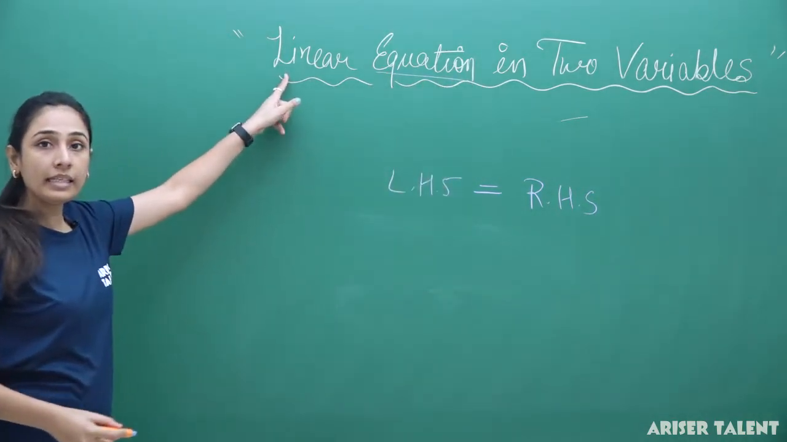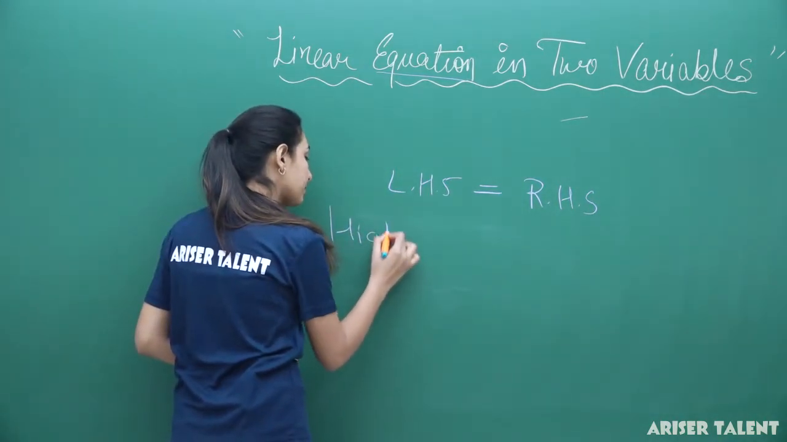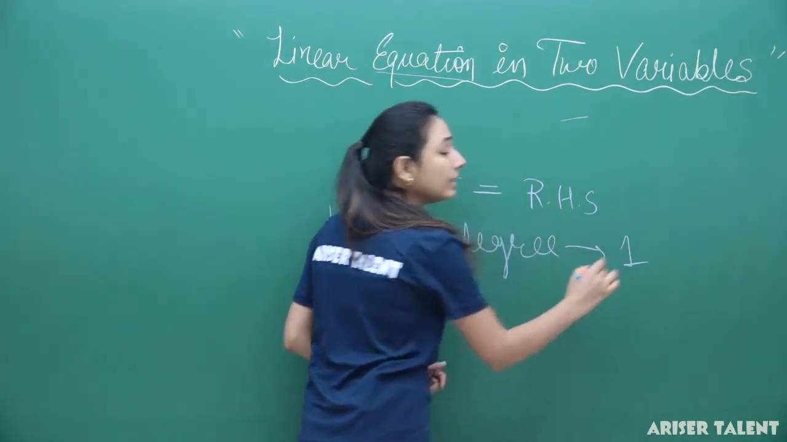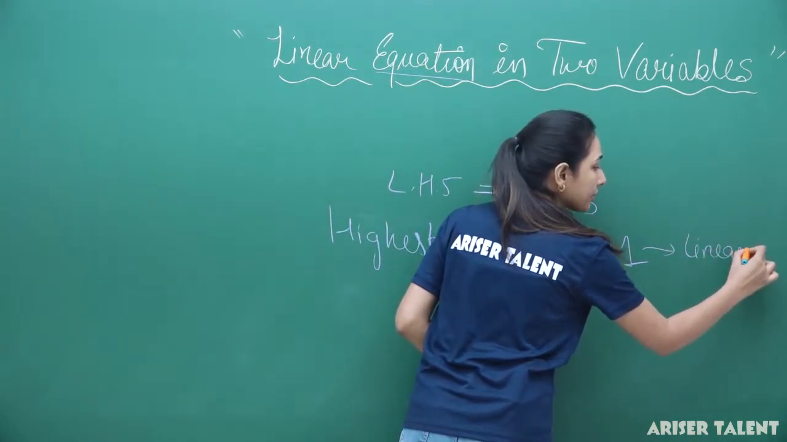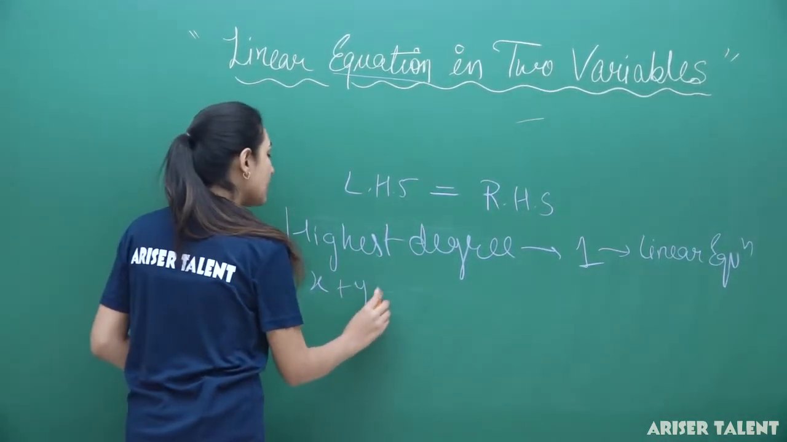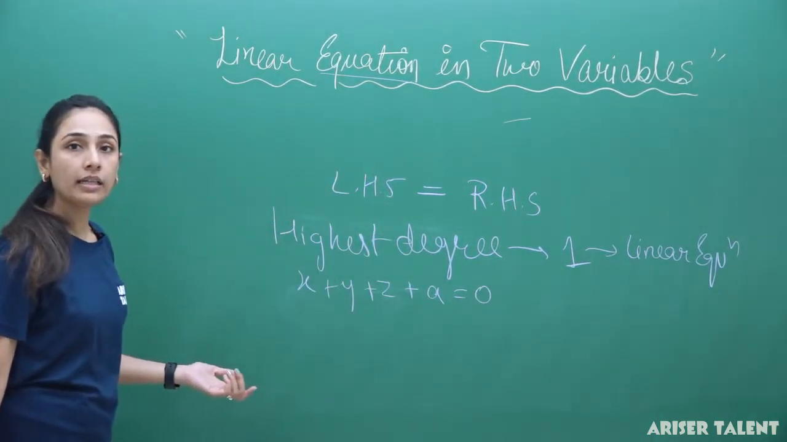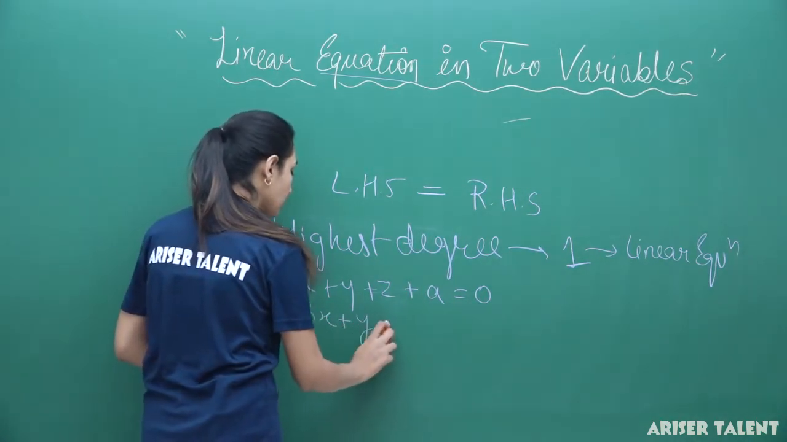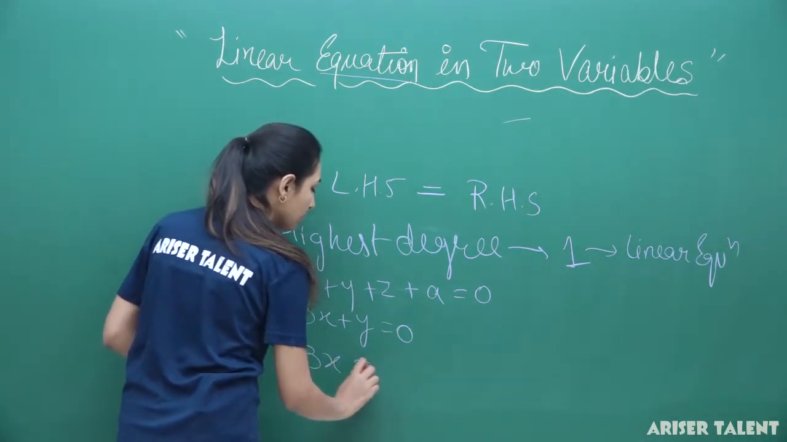Now talk about linear equation. I have told you that a linear equation is one where the highest degree is 1. So x plus y plus z plus a equals 0 is a linear equation. If I write 3x plus y equals 0, it is a linear equation. If I write 3x equals 0, this is also a linear equation.